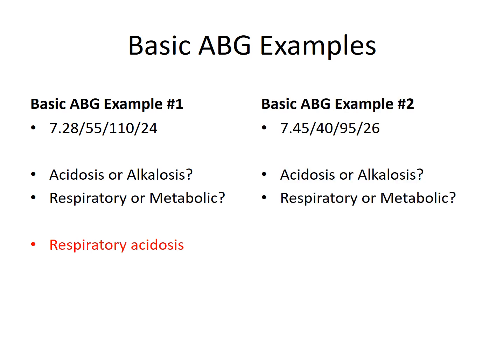On to example 2. In this case, the pH is 7.45, the CO2 is 40, the PO2 is 95, and the bicarb is 26. Is this an acidosis or an alkalosis? Is this primarily a respiratory or a metabolic abnormality? I'll give you a second to think about it.